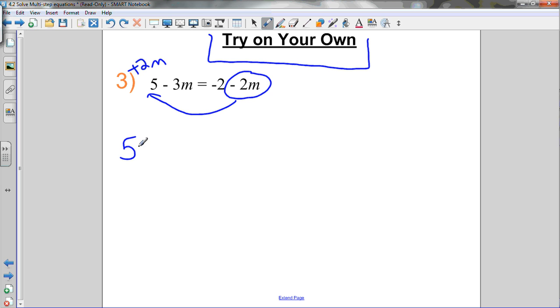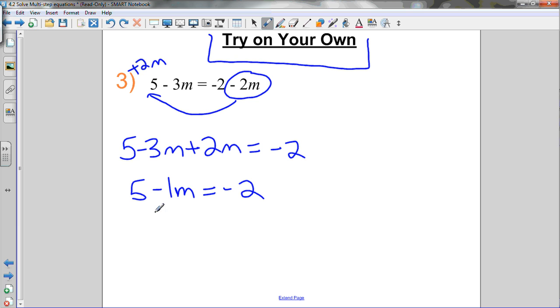So I have 5 minus 3m plus 2m equals negative 2. I'm going to collect my like terms. I have a negative 3m plus a 2m. That gives me negative 1m.